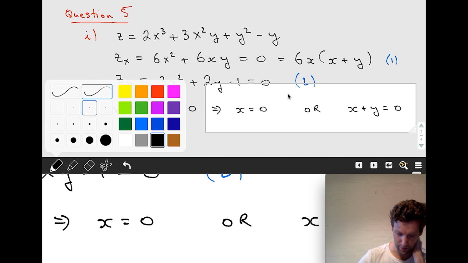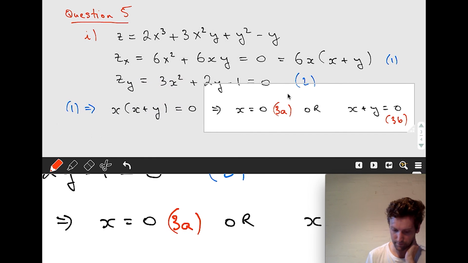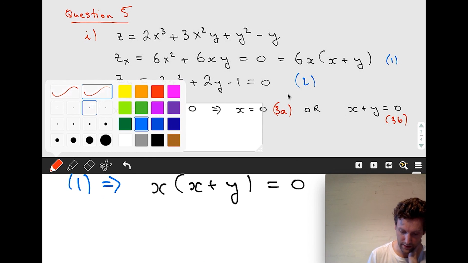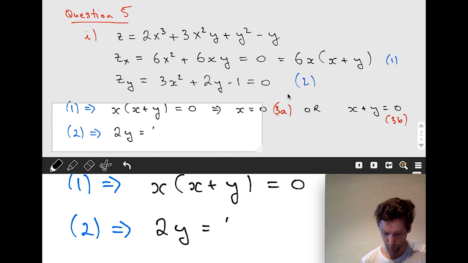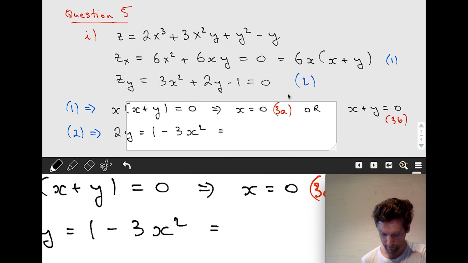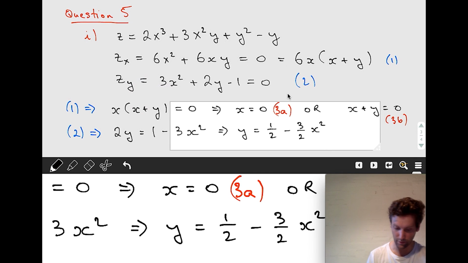So let's label those two options there. Let's call them 3a and 3b. We also have that from expression 2, if I do a little rewriting here, I get 2y is equal to 1 minus 3x squared. Or if you like, y is equal to a half minus 3 over 2 x squared. And let's call that expression 4.